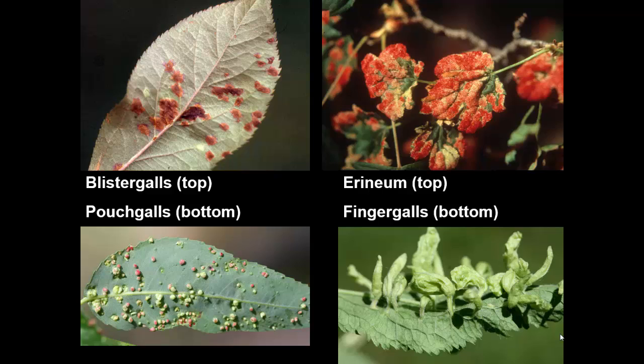So, eriophyid mites, and there are many species of these, many of which are undescribed, but we see their damage. They produce galls of these forms: a blister gall, an erineum, a pouch gall, a finger gall.